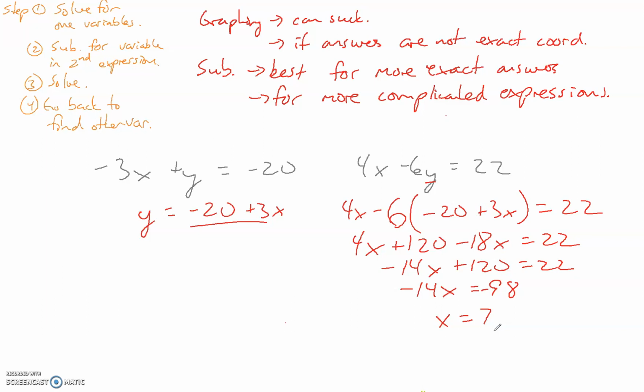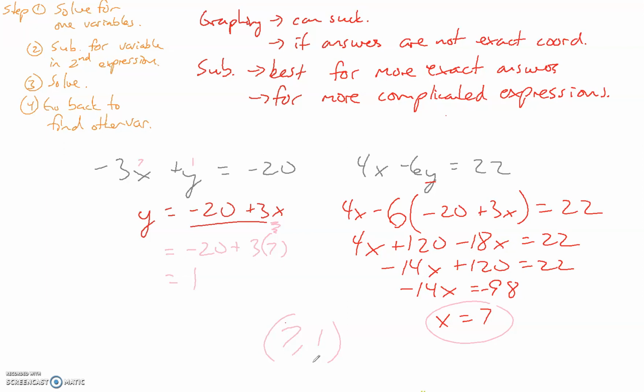So I can then take that and substitute that back into one of my original setups. I'm going to put it right there, make it a little bit easier. So y would be equal to -20 plus 3 times 7. So -20, 3 times 7 is 21. -20 plus 21 would leave me with 1. And I can check it out. If this is 7 and that's 1, -3 times 7, -21 plus 1, -20, and it checks out. So my answer would be 7, 1. If I graph the two functions, they would intersect at a coordinate of 7, 1.